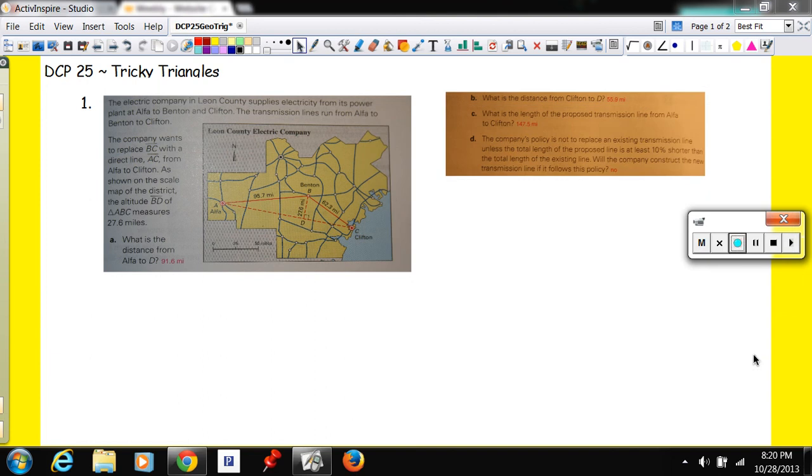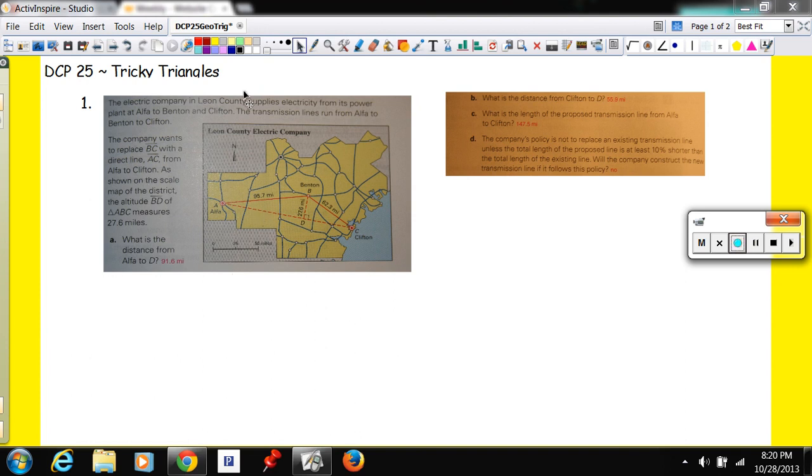Hey guys, here's a little bit of help on DCP25. I don't know if you noticed, but the answers are there for you to double check your work and make sure you get them right. There's one answer at the bottom of the first one, and B, C, and D have the answers here as well. Each one requires work. I just wanted you to have the solution so you knew what you were working for. So when we grade these, we'll be checking your work mainly.